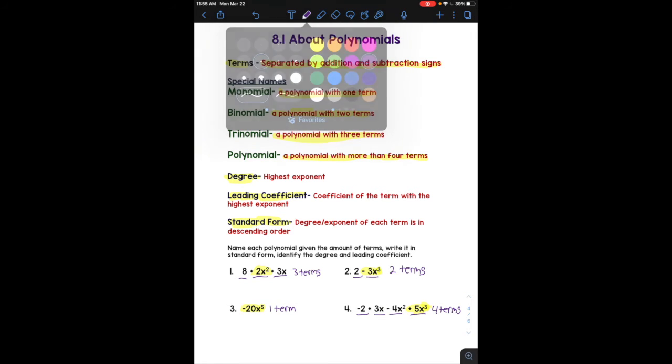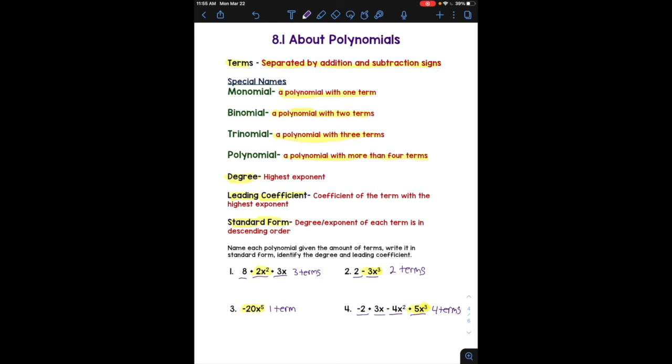What do they mean by that? In problem number 1, the degree for the first term is 0 because it has no exponent. The degree for the second term is 2, and the degree for the first term, if there's a variable all by itself, has a degree of 1. We want to list those terms in order from greatest to least degree.